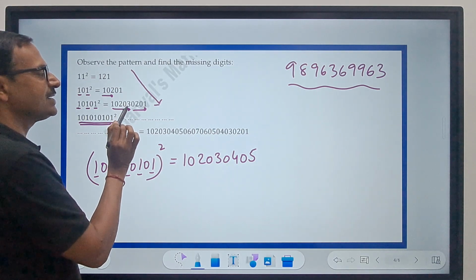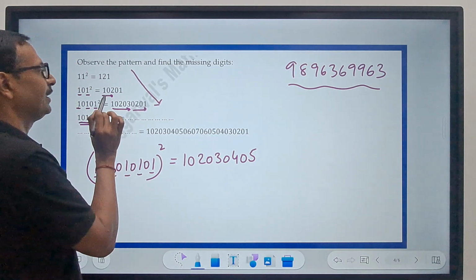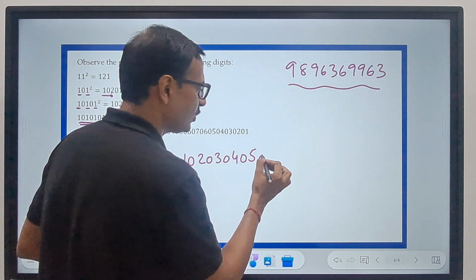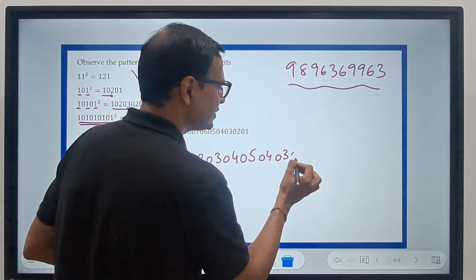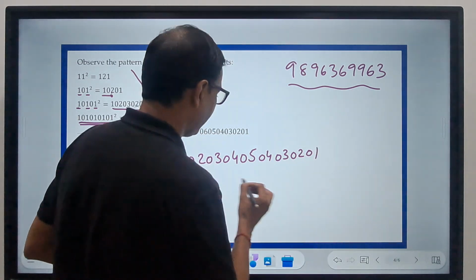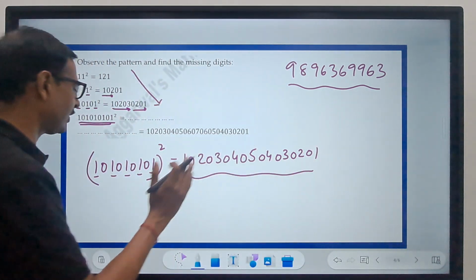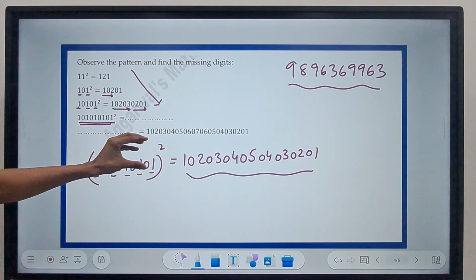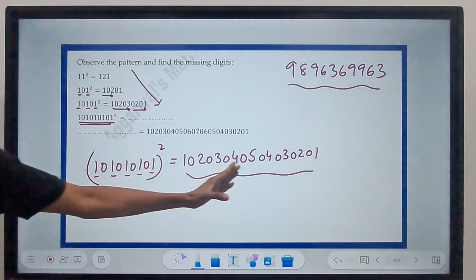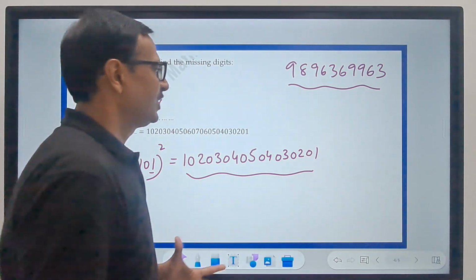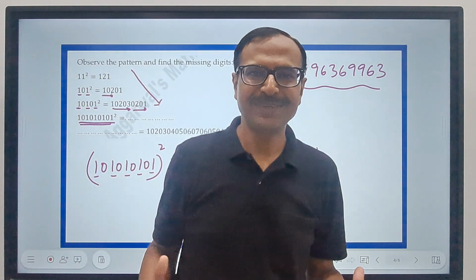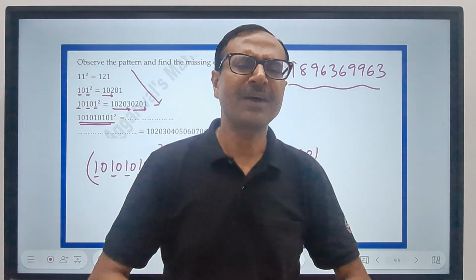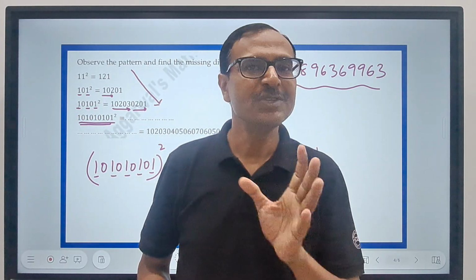So after 3 he has written 0 2 0 1. After 2, just 0 1. So after 5, 0 4 0 3 0 2 0 1. And that completes the square of 101010101. Isn't that an amazing pattern? A pattern which develops curiosity in you and you start looking for more such patterns. There are hundreds of such patterns in squares.